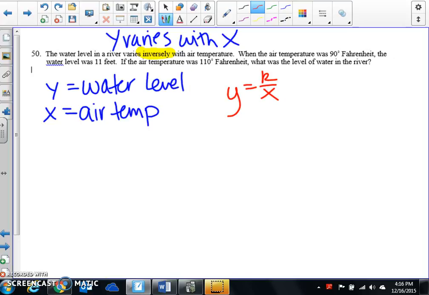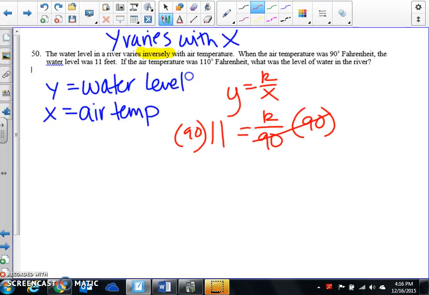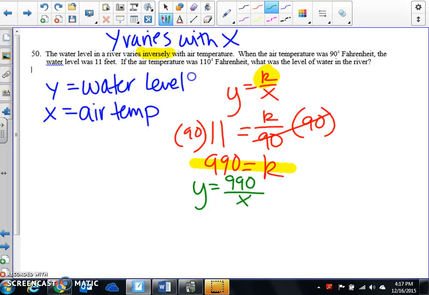So the air temperature is 90 degrees. So air temperature is x. The water level is 11. Water level is y. So there. I solve for k by multiplying by 90. So k is equal to 990. I take my k, I plug it in there. So y equals 990 over x.